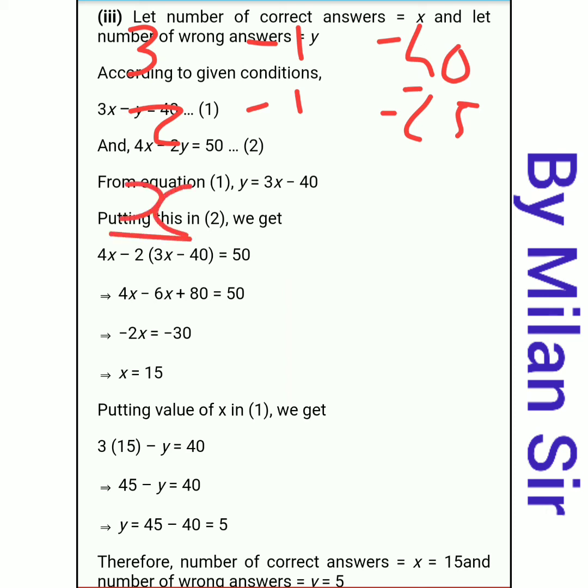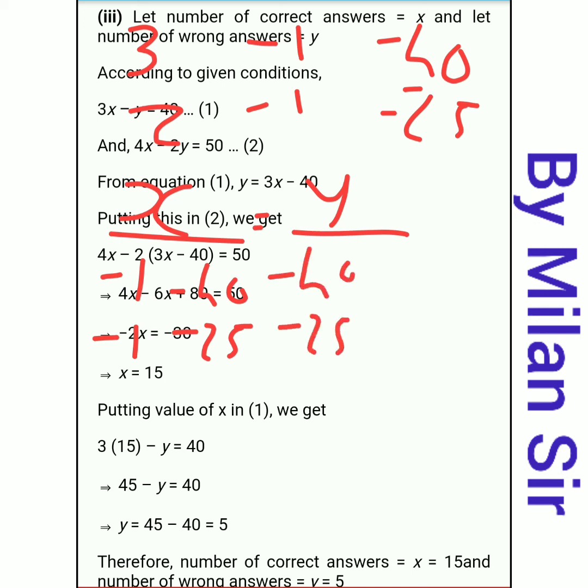Then x upon: x is the first term, so we need to write the second and third column. Then the second term is y. So y upon, we need to write the third column and first column. Then 1 upon, we need to write the first and second, so 3 and 2, here minus 1, minus 1.